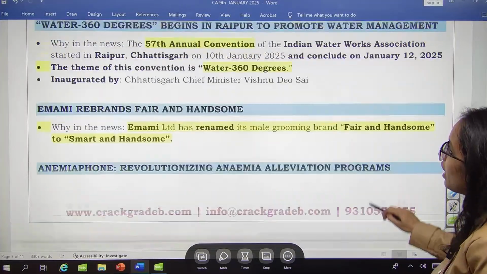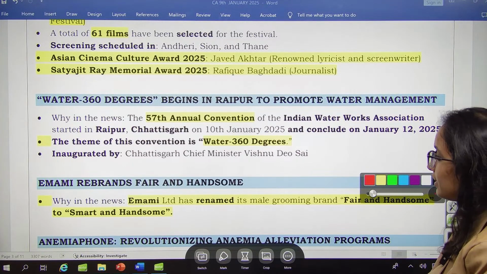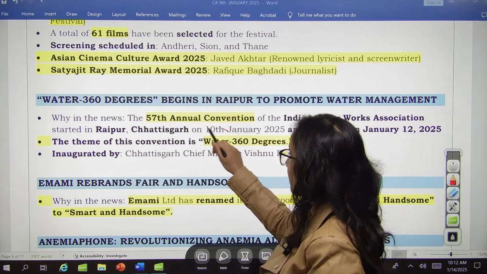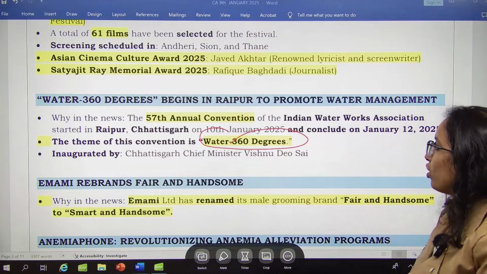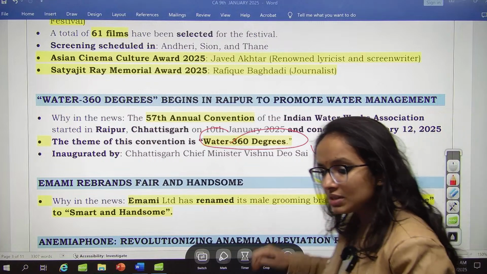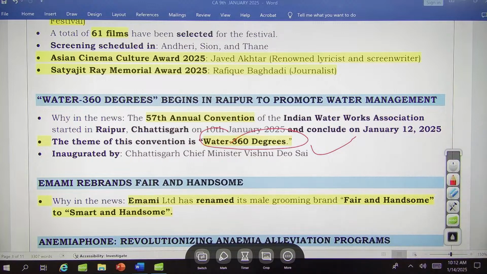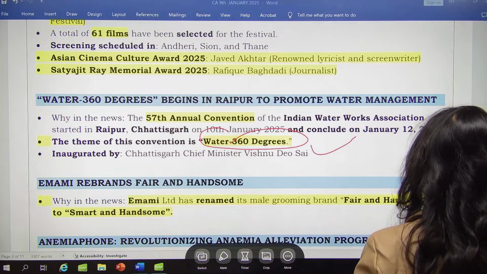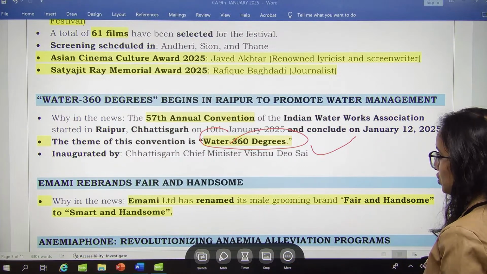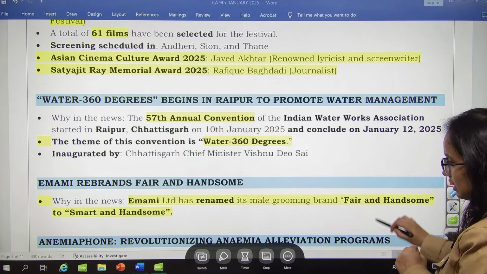Then you have the 57th Annual Convention of Indian Water Works Association. It has started in Raipur. And the theme of this convention was Water 360 Degrees. Water Convention, Water 360 degrees was the theme. That we need to preserve and conserve water. This was also one of the highlights, and how we can better manage all the water-based resources. So the 57th Annual Convention was there. Remember, we are in Raipur, Chhattisgarh, and the theme was Water 360 Degrees.